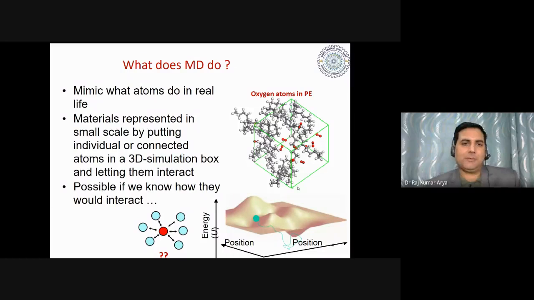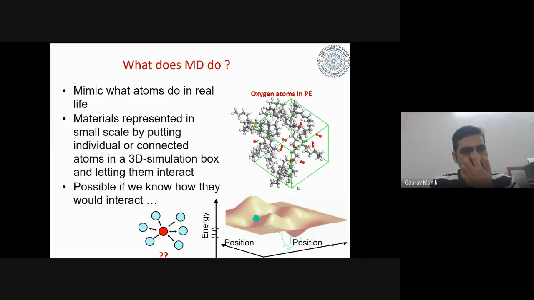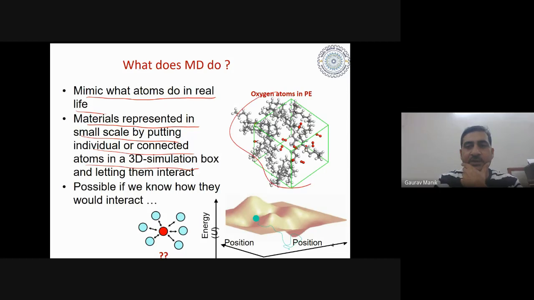So what molecular dynamics does is mimic what atoms will do in real life. Materials, like I said, are represented on a small scale by putting individual or connected atoms in a 3D simulation box. For instance, you could put a cluster of polyethylene chains into this box, and you can even put some oxygen atoms, if you want to understand the diffusion of oxygen molecules within a polyethylene layer.